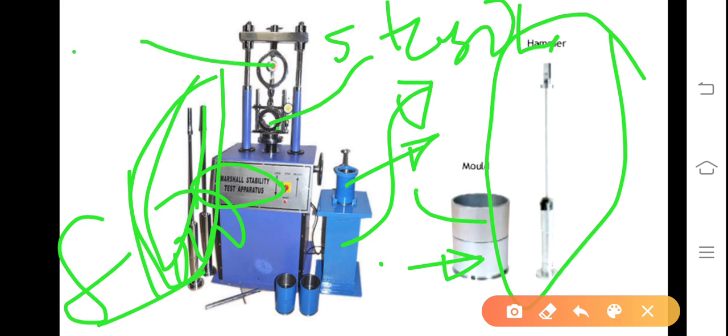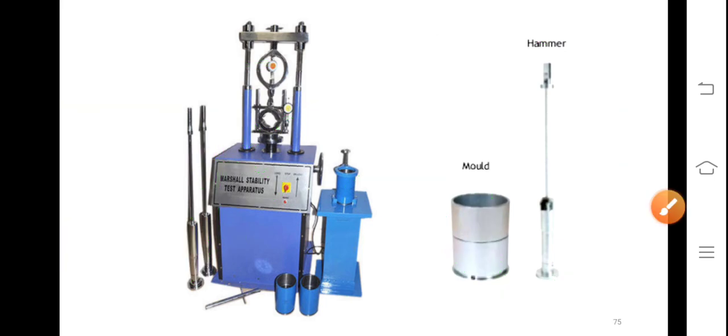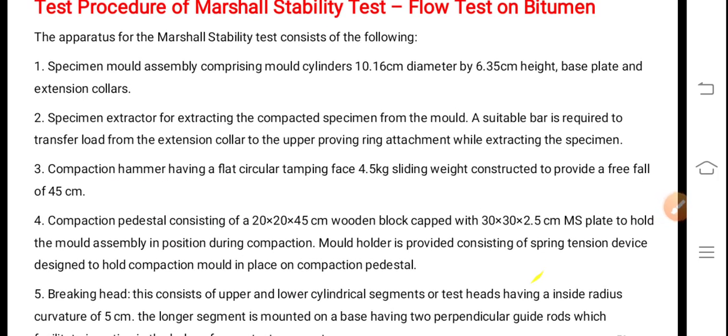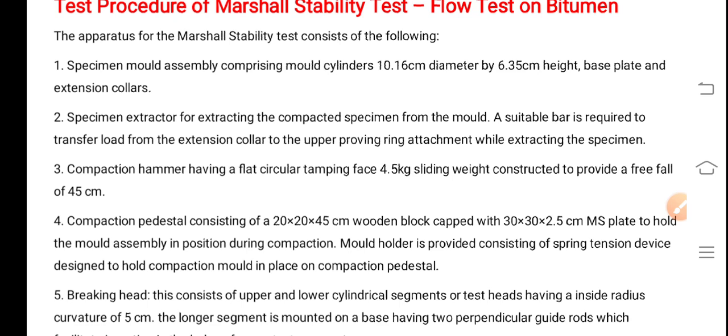This is the proving ring. The dial gauge, which is attached somewhere here, is used to measure the flow value. So everything you will see in detail in the laboratory. Don't worry. It is included in the practicals as a part of term work, right? Only the theoretical part we will see here. The test procedure in detail you will be doing yourself.